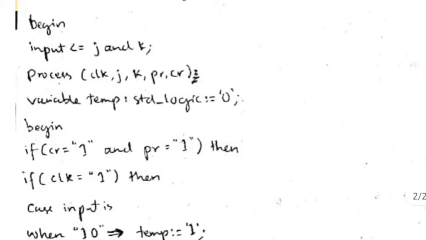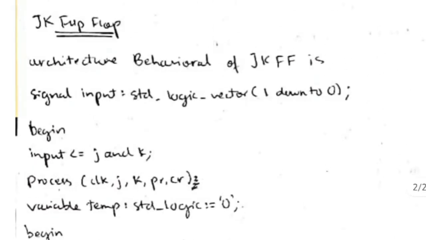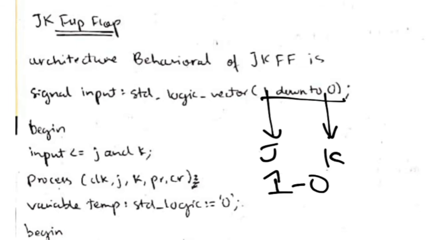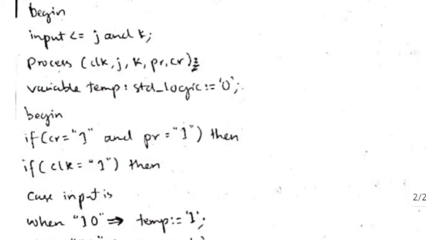Now start from here, begin, input. What are the inputs? J and K. So J and K are getting in the input. See here, 1 down to 0. One is for J and another is for K. So it can have values from 1 to 0. Then process, CLK, clock, J and K, preset and clear. This you have to mention inside the process.